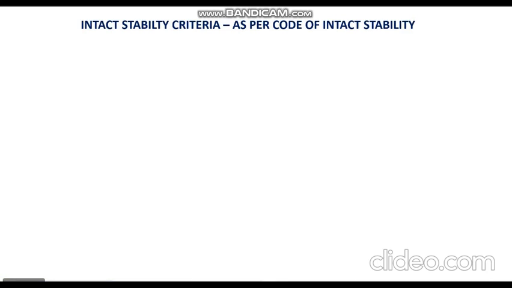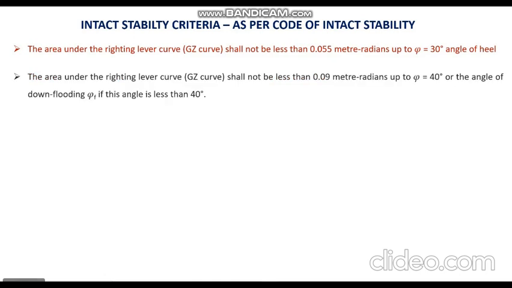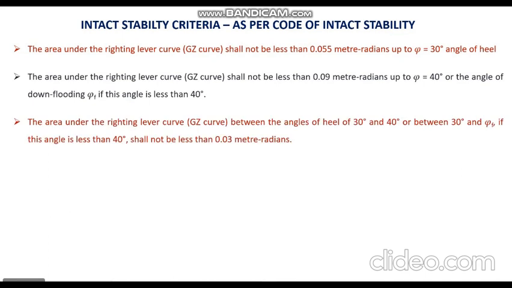Let me take you through the intact stability requirements as per the Code of Intact Stability, which you have done in phase 1, which is on page 5 of your MV in ship stability booklet. The area under the GZ curve shall not be less than 0.055 meter radian up to 30 degrees angle of heel. The area under the GZ curve shall not be less than 0.09 meter radian up to 40 degrees or angle of down flooding, whichever is lesser. The area under the righting lever curve between the angles of 30 degrees and 40 or down flooding, whichever is lesser, shall not be less than 0.03 meter radian.